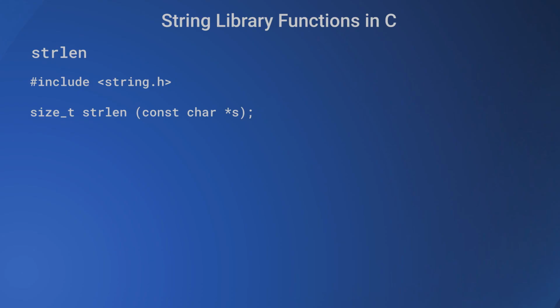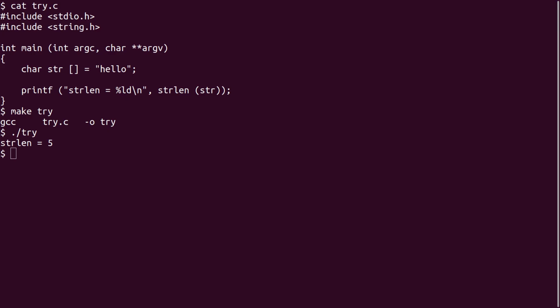The first function is strlen and it computes the length of the string. The length of a string is the number of characters not counting the null character. strlen returns the length of the string as size_t, which is normally long unsigned int on most GNU Linux systems. For example, strlen of hello is 5.